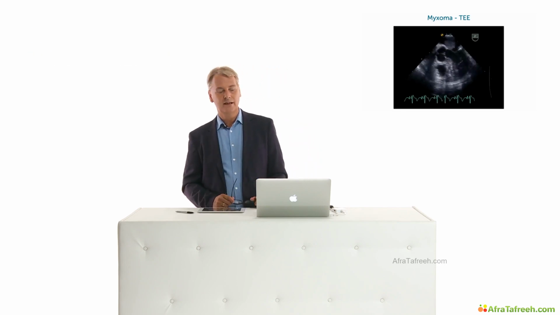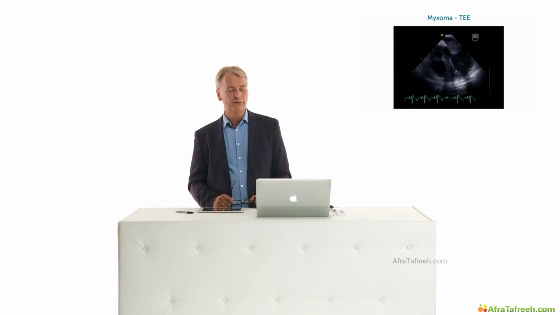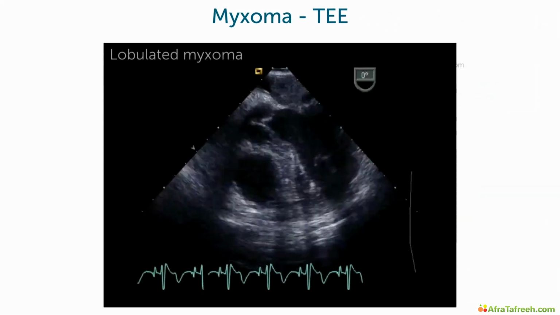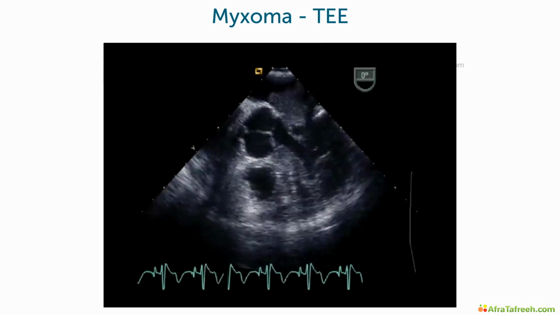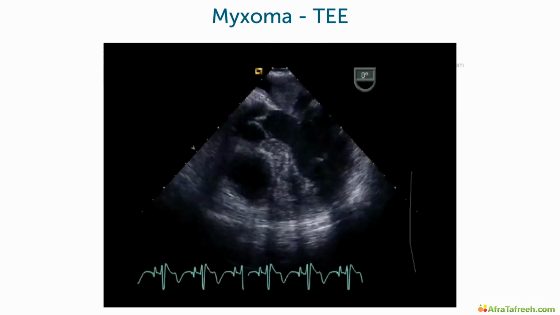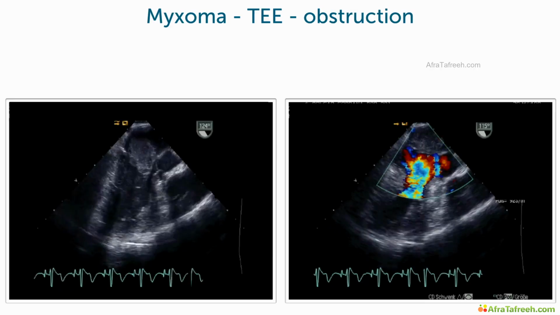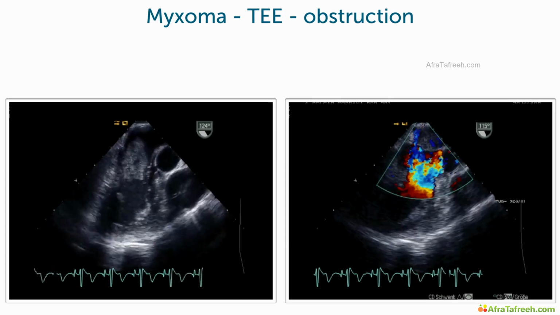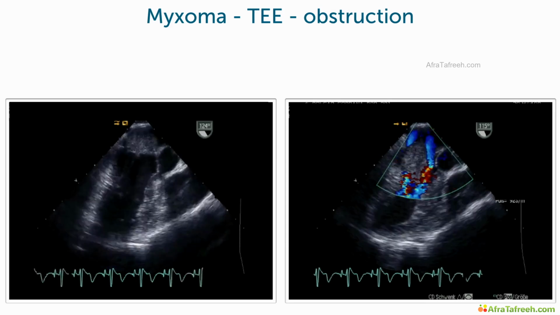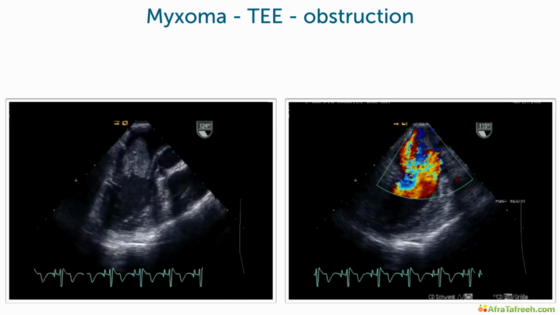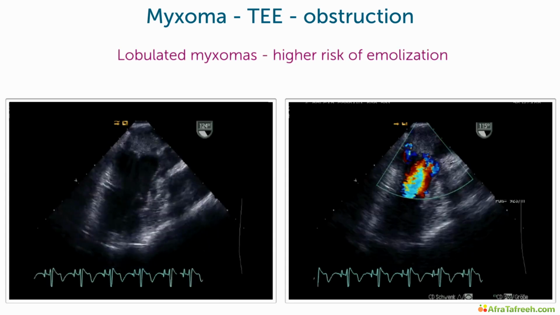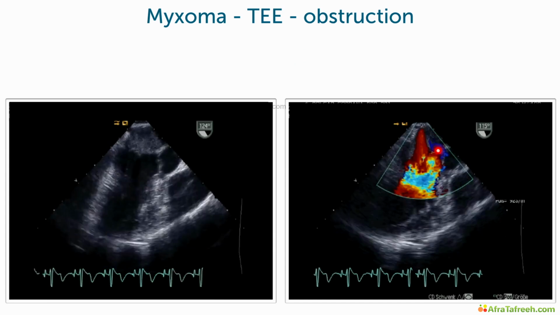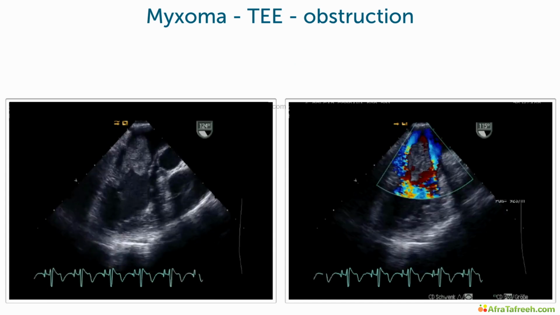Here's another TEE study showing you a lobulated form of a myxoma, very large again, protruding through the mitral valve and causing some degree of mitral valve obstruction. Another reason why we should remove these tumors. Here's the same patient, again to demonstrate how large this myxoma actually is. You can imagine that there's probably a higher risk of embolization, especially if these myxomas are lobulated. And we see color Doppler here as well, flow around this myxoma.